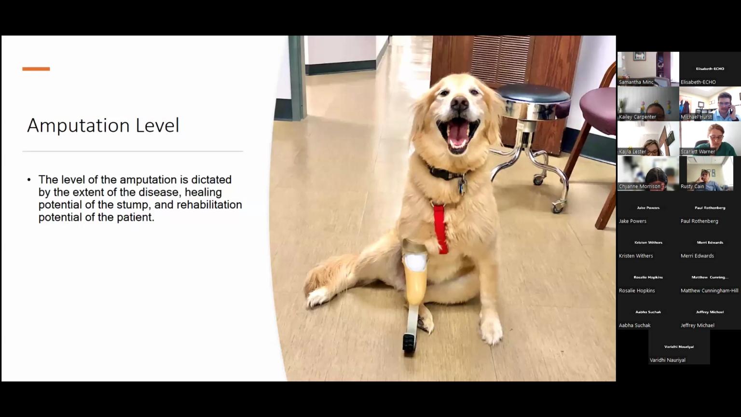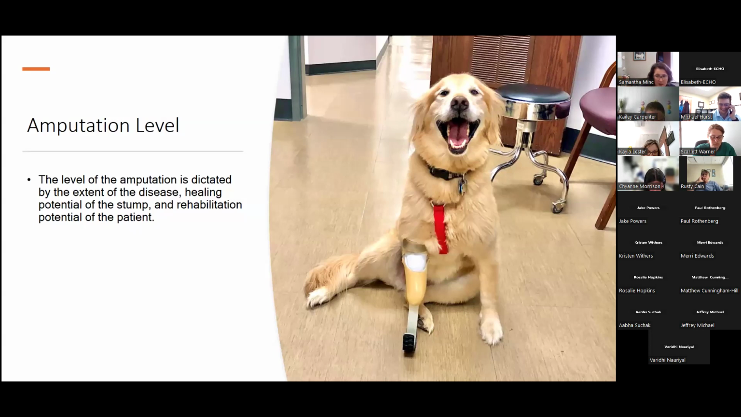So, like I discussed, the level of the amputation is often dictated by the extent of the disease. So where is that infection? At what level is it occurring? And are we able to eradicate that infection by the level of the amputation that we performed?